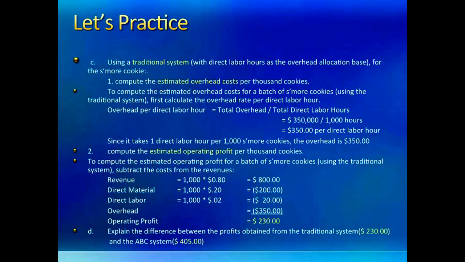Remember the profit under the activity-based costing system for product S? It was $405 per batch. What is the difference in the two profits? 405 minus 230 is equal to 175. Can you recall that number from somewhere? Do you remember the difference in the overhead charged under the two systems? The difference was exactly 175, which is the same as the difference in the profits.